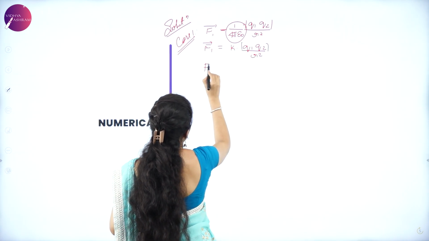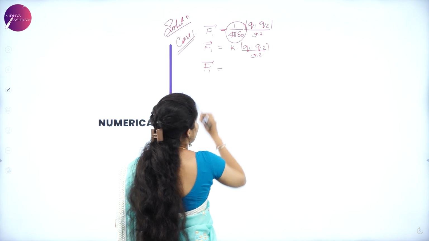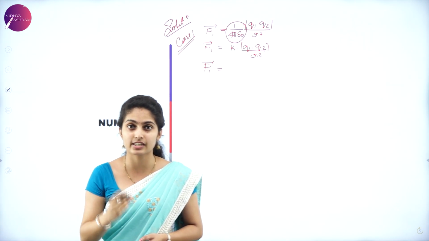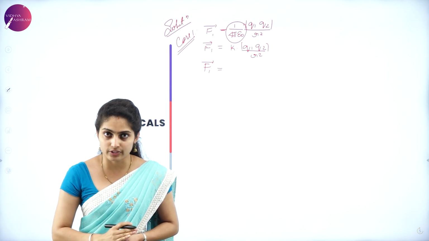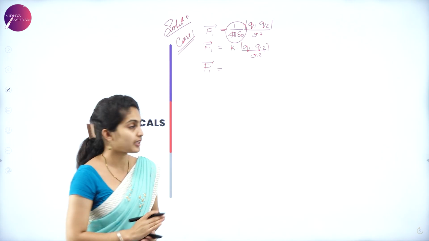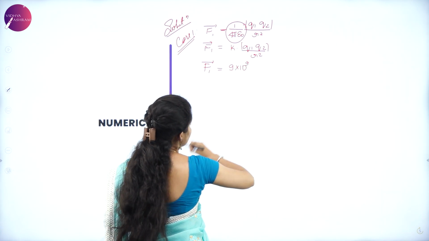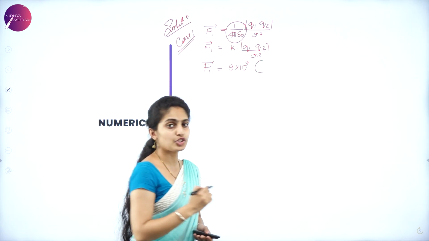So on substituting for the values, the K value 1 by 4 pi epsilon naught, this is not a dielectric constant, it is just the force constant. So K is nothing but 9 into 10 to the power of 9. Q1, what is the first charge Q1?